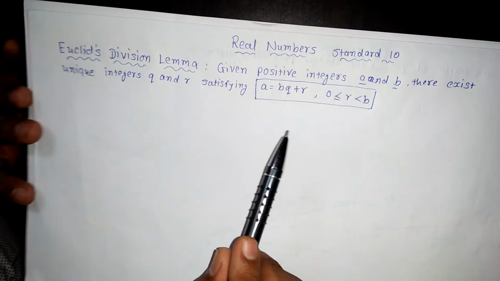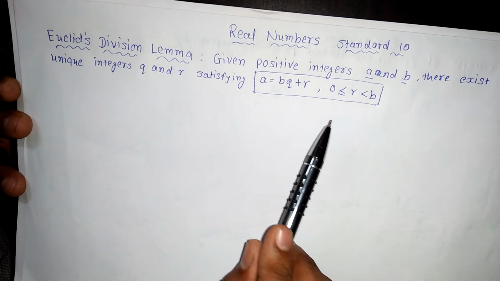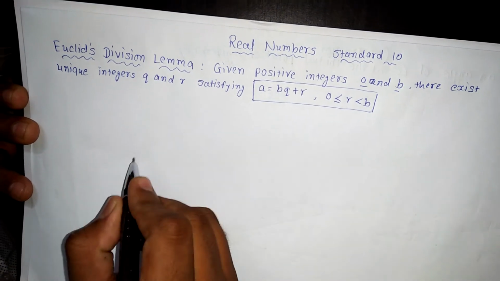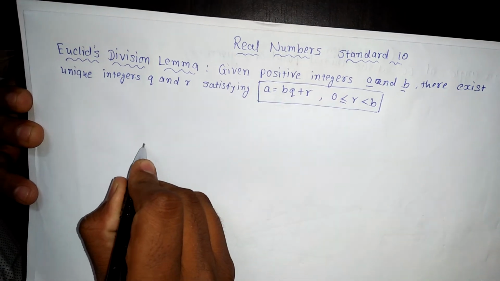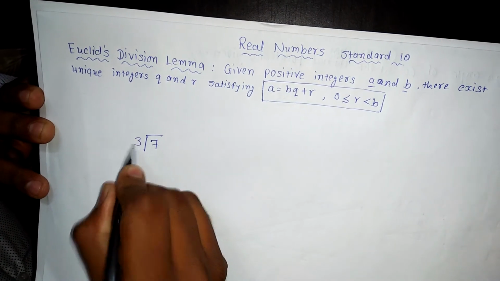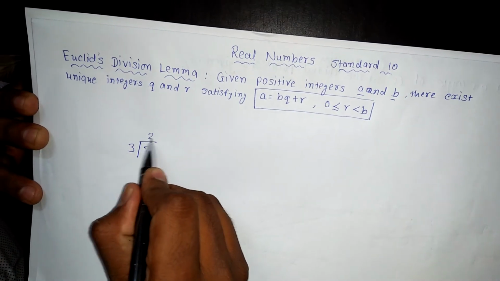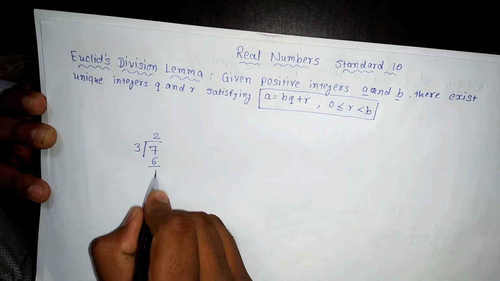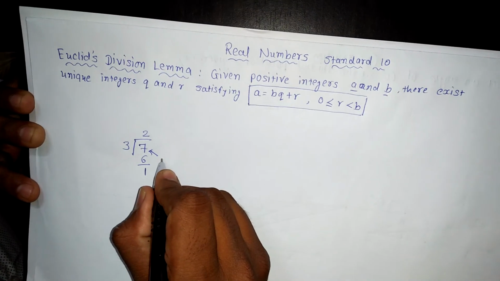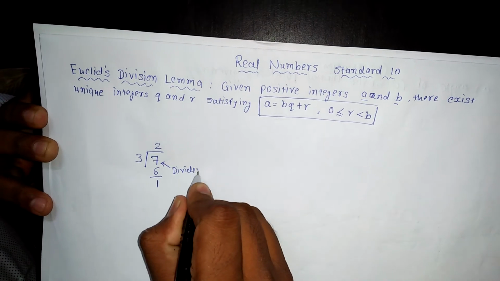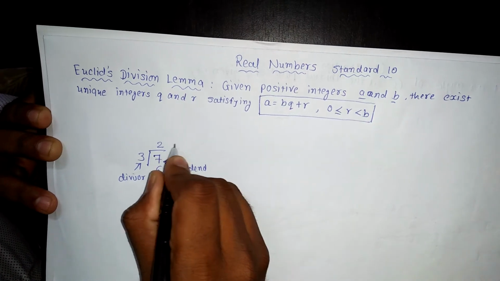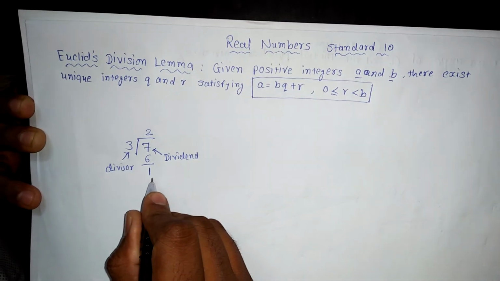Before we see this particular statement, we'll try to understand how this statement comes about. Let us see one example of what Euclid's division lemma is. Suppose I take the number 7 and divide it by 3. Then 3 twos are 6 and the remainder is 1. So here you can see that 7 is the dividend, 3 is the divisor, 2 is the quotient and 1 is the remainder.